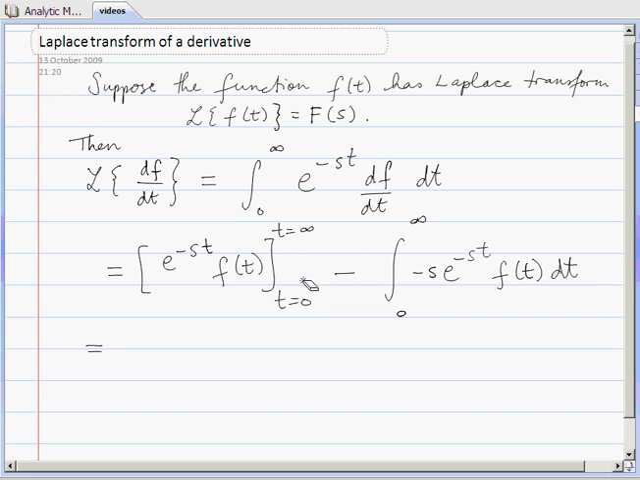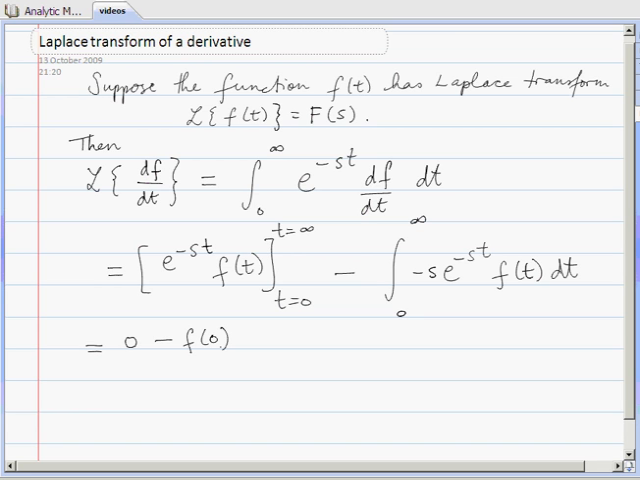Now, okay, so first we evaluate these limits here, and as usual, because f has a Laplace transform, the limit when we substitute in t equals infinity, when we take the limit of this expression here in the bracket as t tends to infinity, we get the value 0, because the exponential term dominates, and that tends to 0. Then we subtract what we get when we substitute t equals 0 into this expression, and that will give us e to the 0 times f of 0. So in other words, just f of 0, the initial value of the function f.